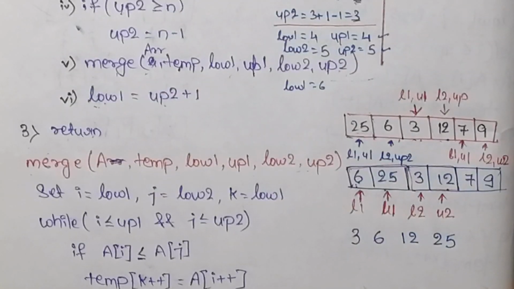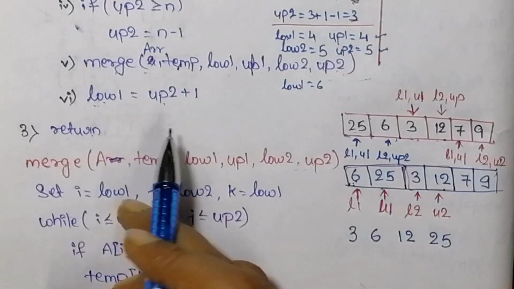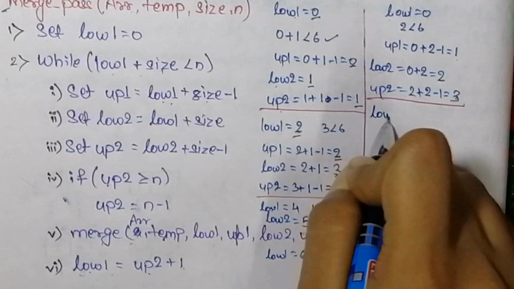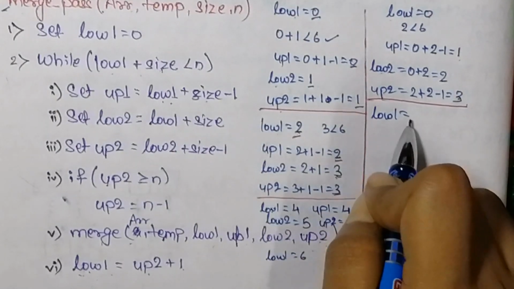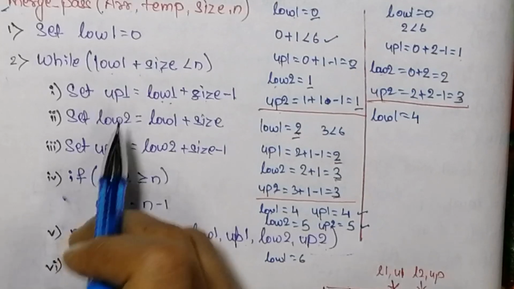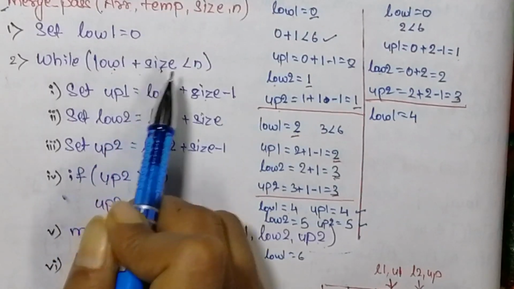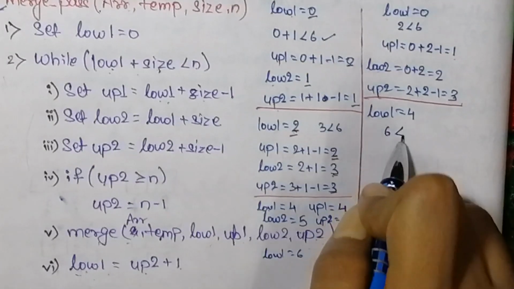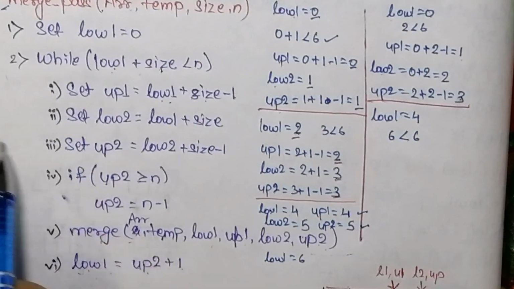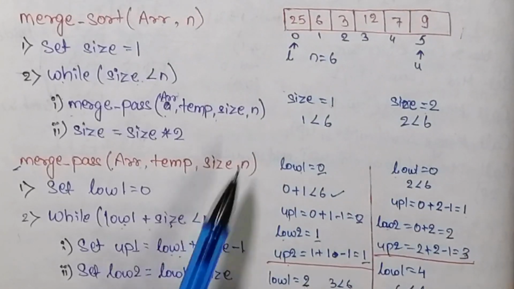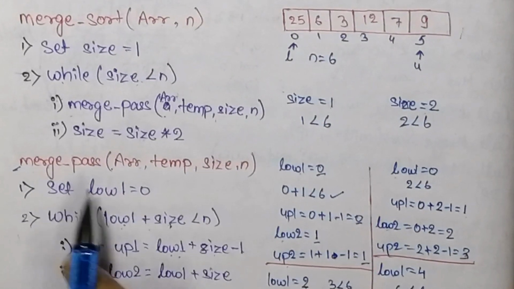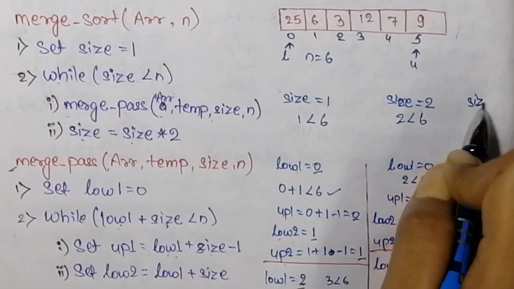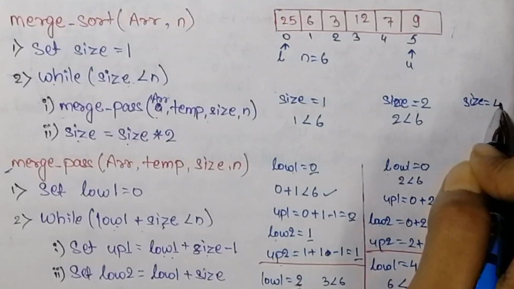Now the control will again go to this statement, okay, and we will execute low1 equals up2 plus 1. So low1 equals up2 plus 1, that is 3 plus 1 equals 4, right? Now 4 plus 2 is less than 6. No, because 6 is not less than 6, right? So we will not execute this, and the control will go back to this statement, okay, and we will set size equals size into 2. That means previously the size was 2 and it will be now 4.